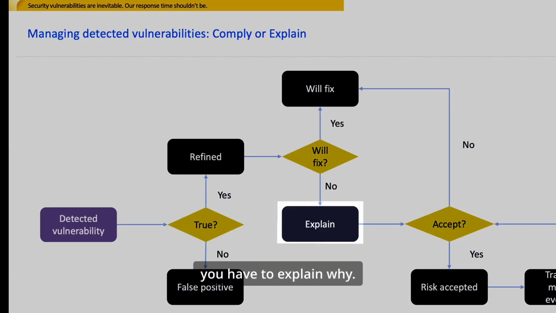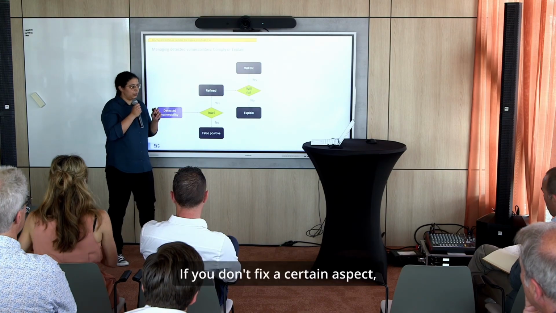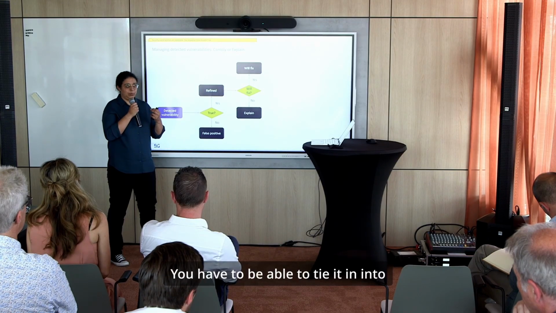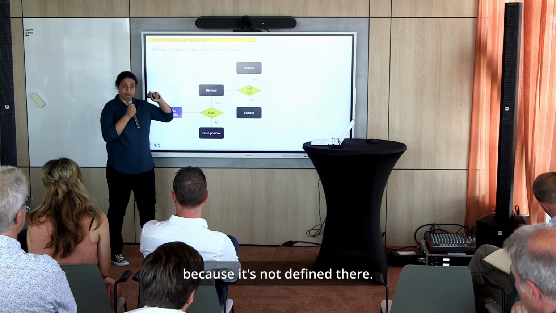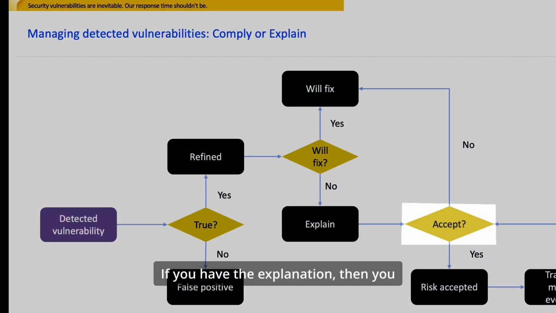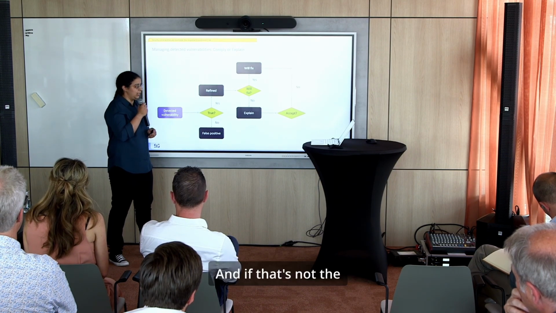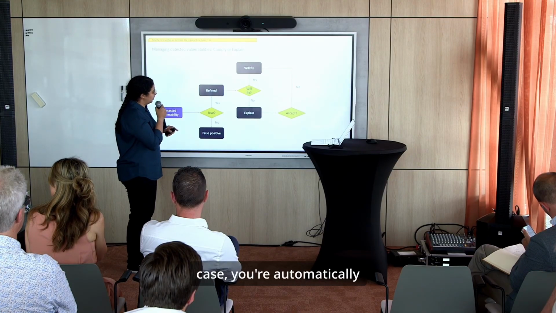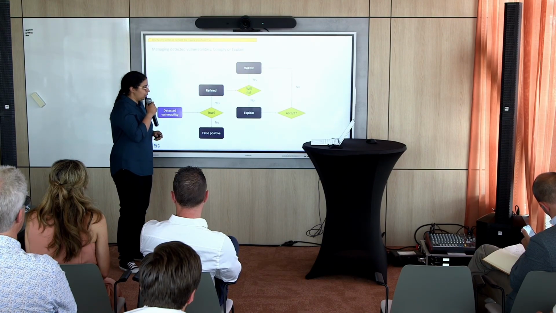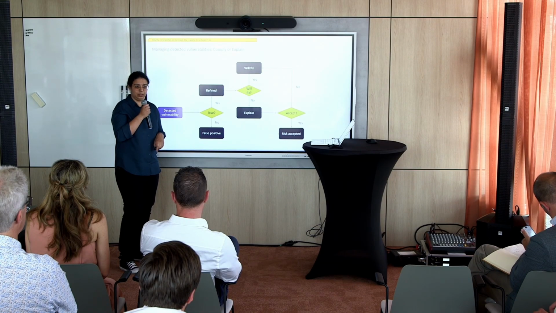If that's not the case, you have to explain why. And that's a very important part of this process. If you don't fix a certain aspect, you have to have a good reason for it. You have to be able to tie it into your governance model, because it's not defined there, it's not a priority, something like that, right? If you have the explanation, then you have to decide, do I accept this explanation, yes or no? And if that's not the case, you're automatically going to fix it, because there's no acceptable reason to not fix it. If you do accept that reason, then you're going to risk accept it. That's fine.